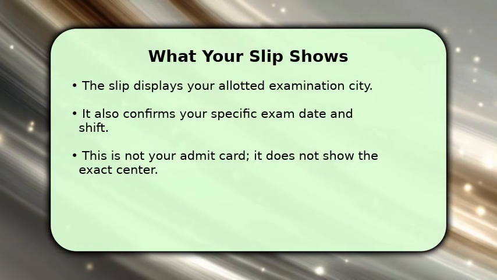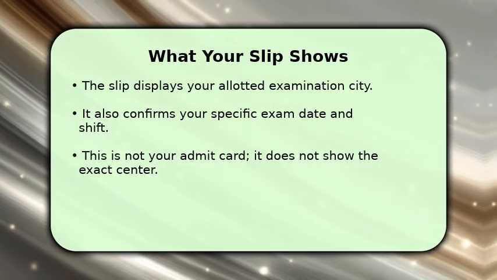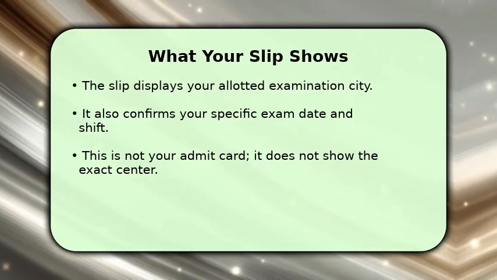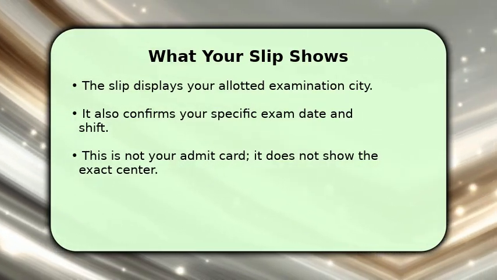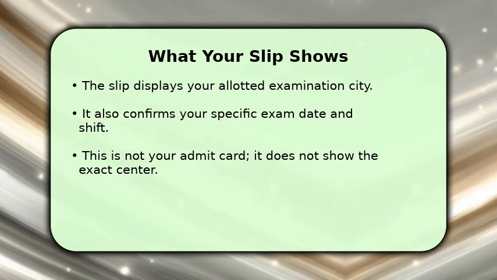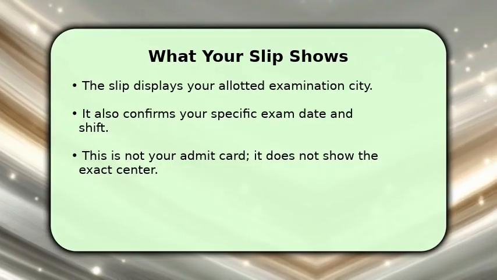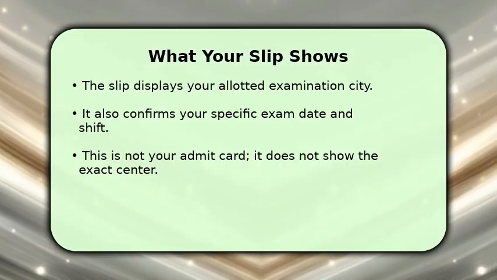Once logged in, your city intimation slip will clearly display your assigned examination city, along with your specific exam date and the shift you are scheduled for. Remember, this slip is solely for city intimation. It does not contain your exact examination center details, which will be provided later on your official admit card.